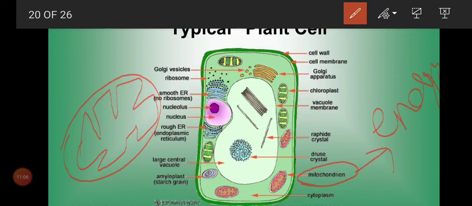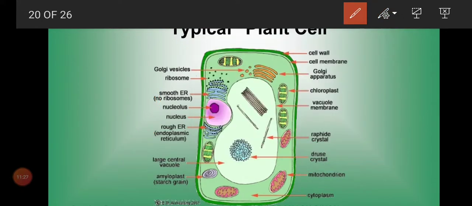What does it do? Cellular respiration takes place in the mitochondria. We learned in 7th standard, respiration in organisms, that external respiration, breathing, occurs because of the lungs, and cellular respiration is because of the mitochondria only. So write: cellular respiration takes place in the mitochondria. Till now you are clear, children?